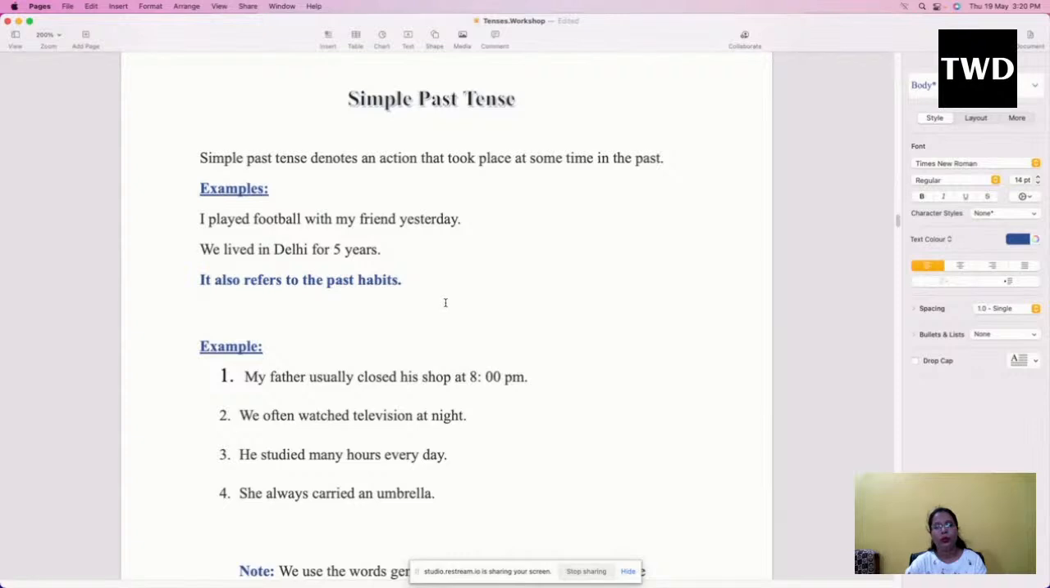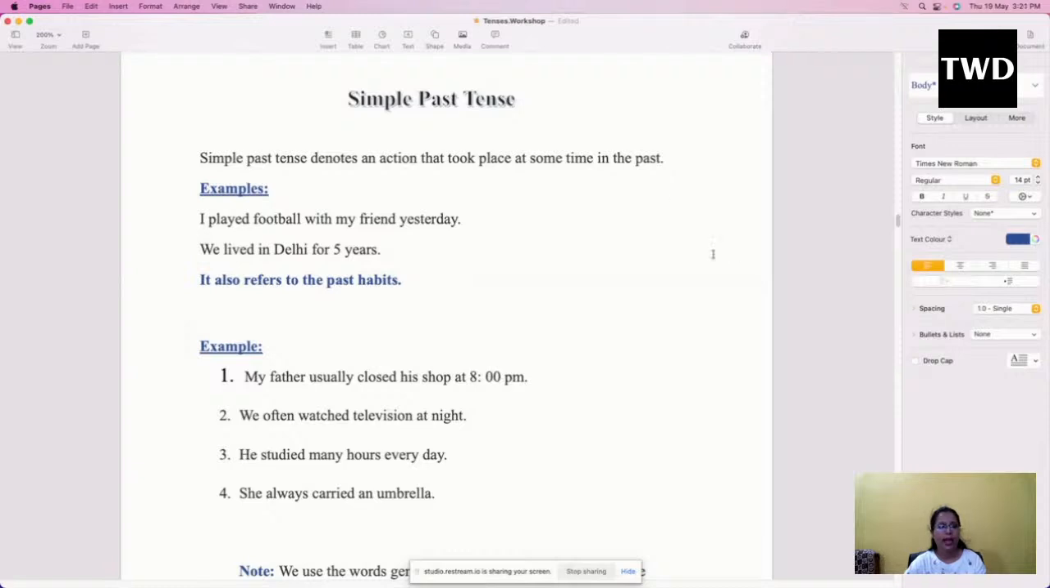So you need to know how you are going to frame sentences under past tense correctly. And if you are explaining any story, stories are always something which happened in the past, so of course we are going to use past tense for them. So simple past tense denotes an action that took place at some time in the past. Simple past talks about the actions which took place at some time in the past.